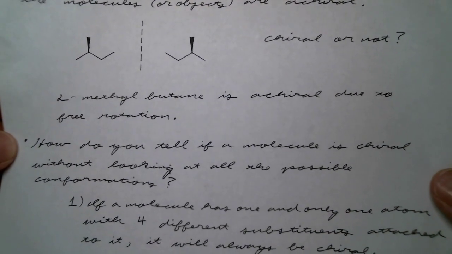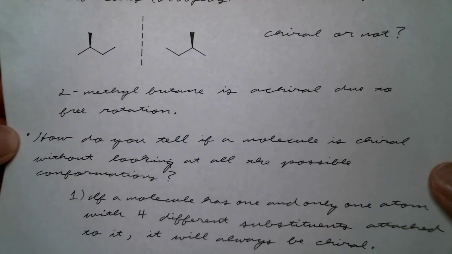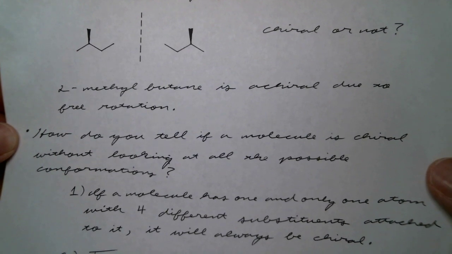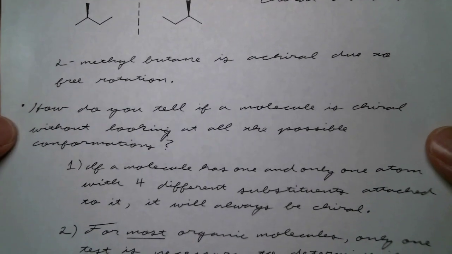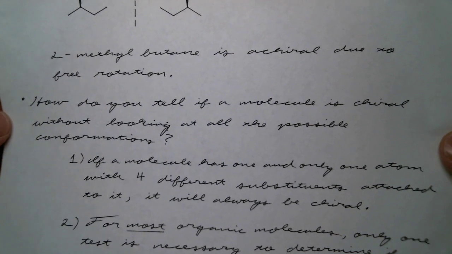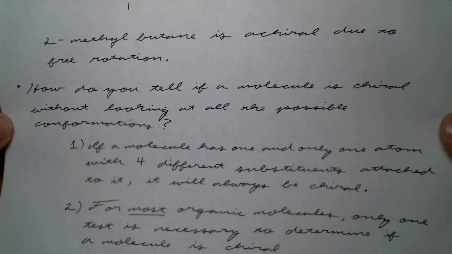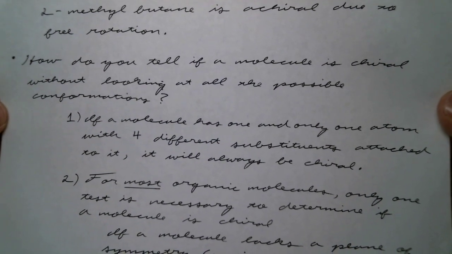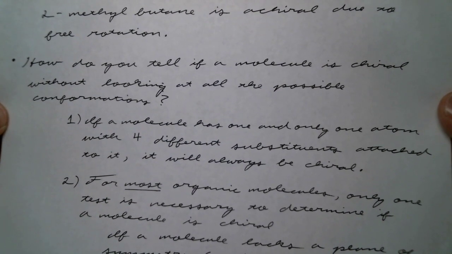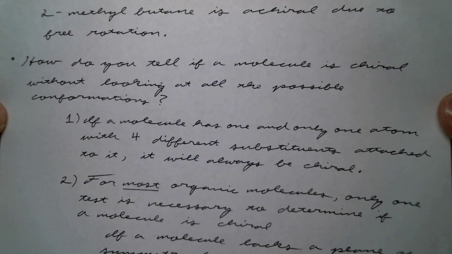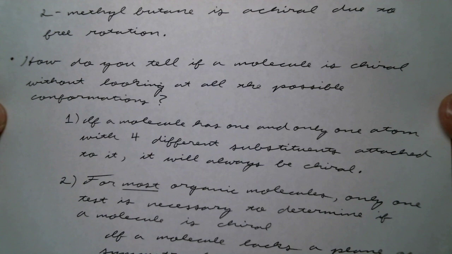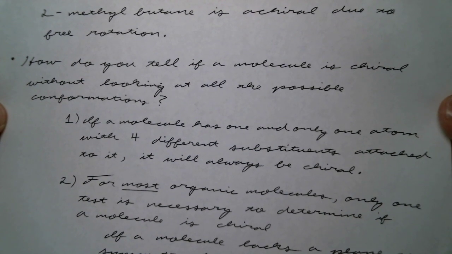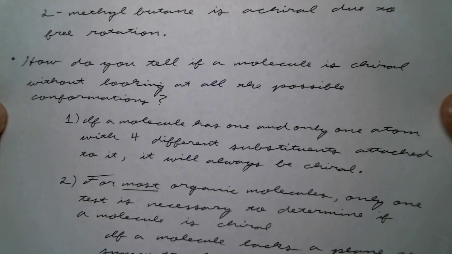So we asked the question, how do you tell if a molecule is chiral without looking at all the possible conformations? Well, here are a few rules that can help you with a good number of examples you might run into. 1. If a molecule has one and only one atom with 4 different groups attached to it, it will always be chiral. So that means it will always have a non-superimposable mirror image that is defined as its enantiomer.